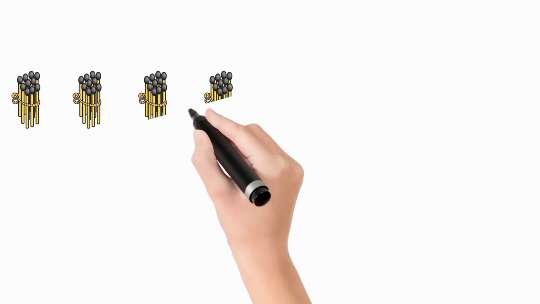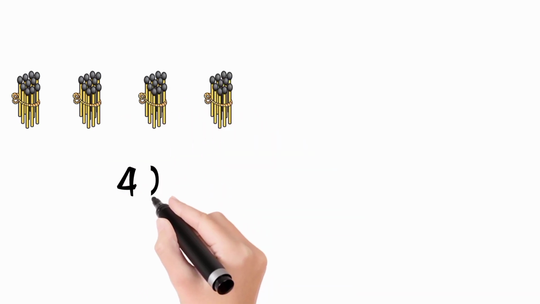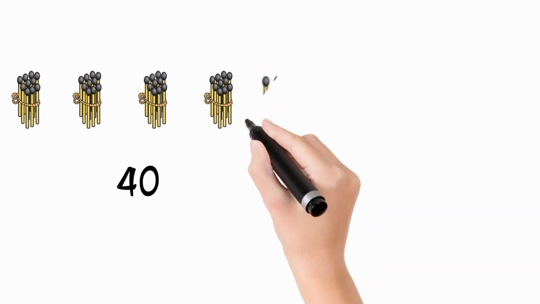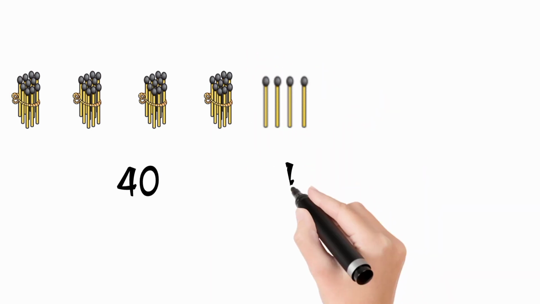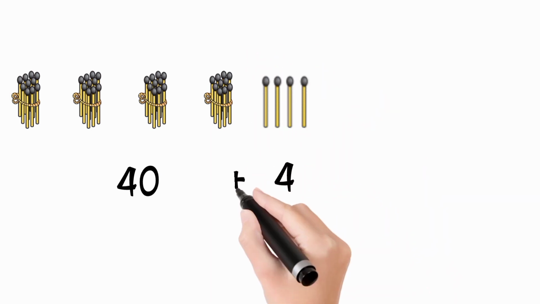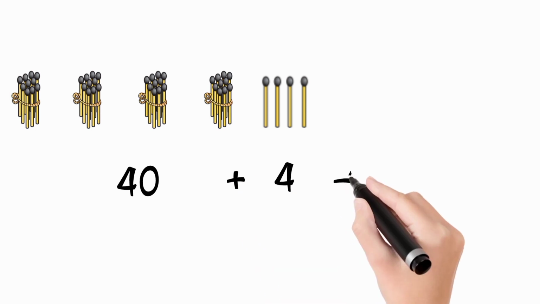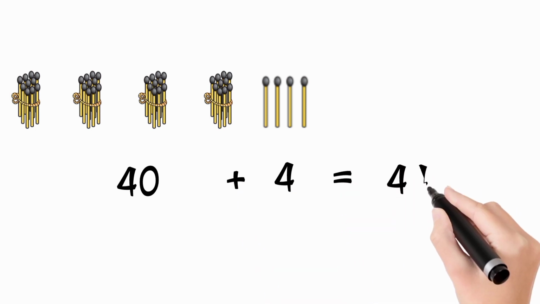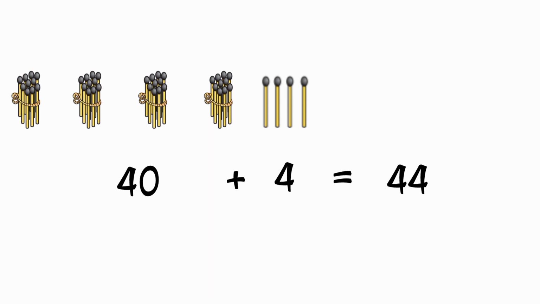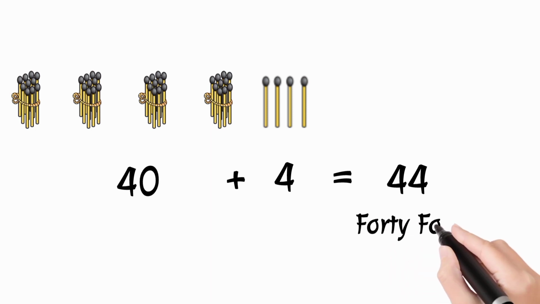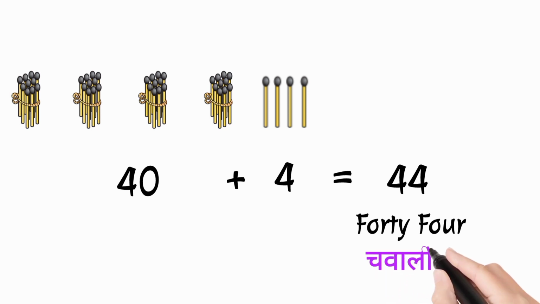Now we have 4 bundles, which means 40 and 4 loose matchsticks. So 40 plus 4 is equal to 44. 4 tens and 4 ones, 44. इसे 44 कहते हैं.